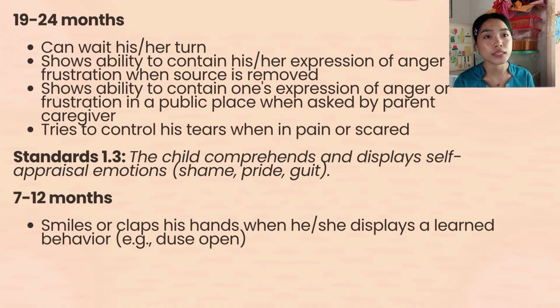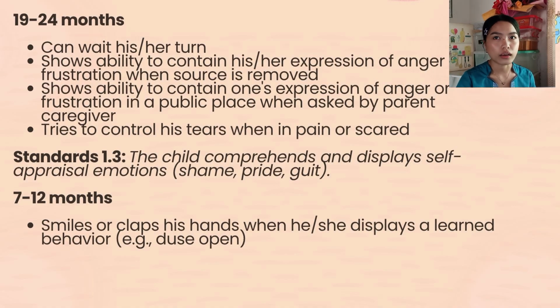Now we have 19 to 24 months: can wait his or her turn, shows ability to contain his or her expression of anger or frustration when the source is removed, shows ability to contain one's expression of anger or frustration in a public place when asked by parents, tries to control his tears when in pain or scared. So they are already maturing during this age. Now they can already control their emotions.